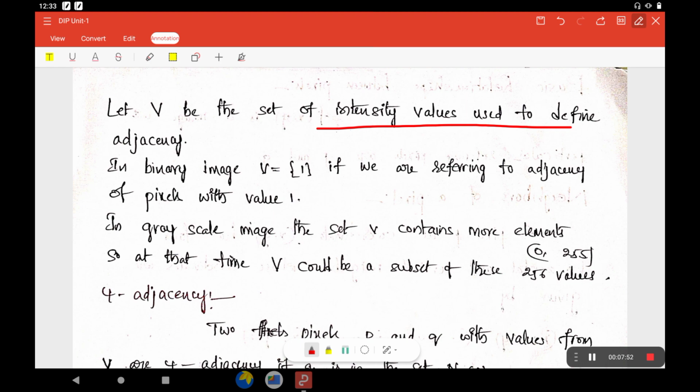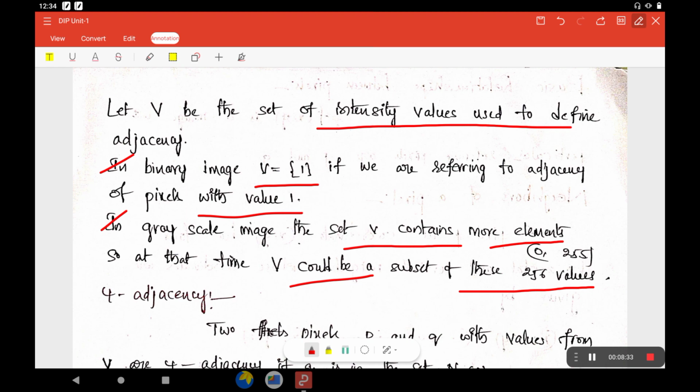In the case of a binary image, V is equal to 1; that set refers to the adjacency of pixels with the value 1. In a grayscale image, the set V contains more elements, from 0 to 255, so V could be a subset of these 256 values. In some applications the grayscale image may not contain all the values, only some of them, which is a subset of the 256 values.